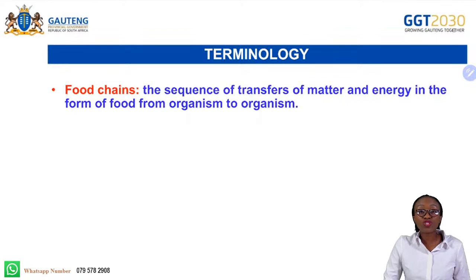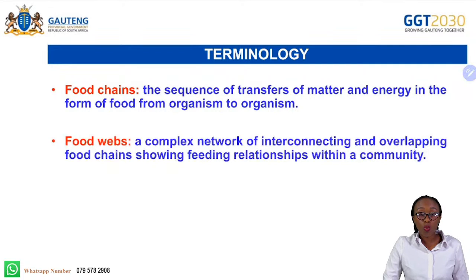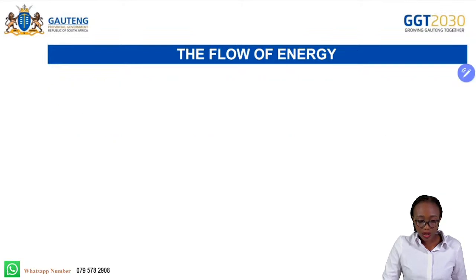And then food chains. A food chain is the sequence of transfers of matter and energy in the form of food from organism to organism. Then food webs, a complex network of interconnecting and overlapping food chains showing feeding relationships within a community.